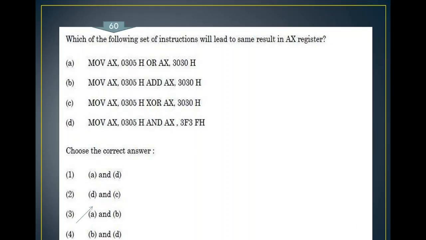Next question. Which of the following set of instructions will lead to the same result in AX register? These are the options, statements A, B, C, and D. Choose the correct answer. Option first, A and D, option second, D and C, option third, A and B, and option fourth, B and D. And the correct option is third, A and B.